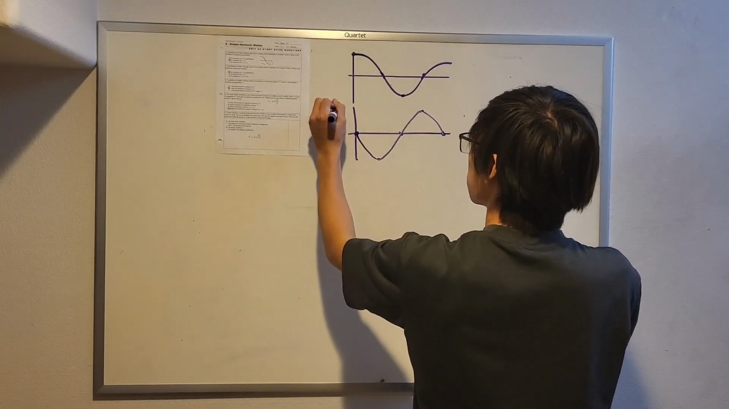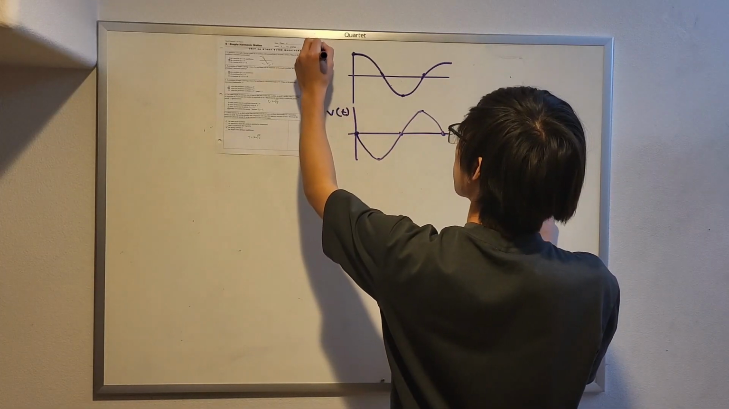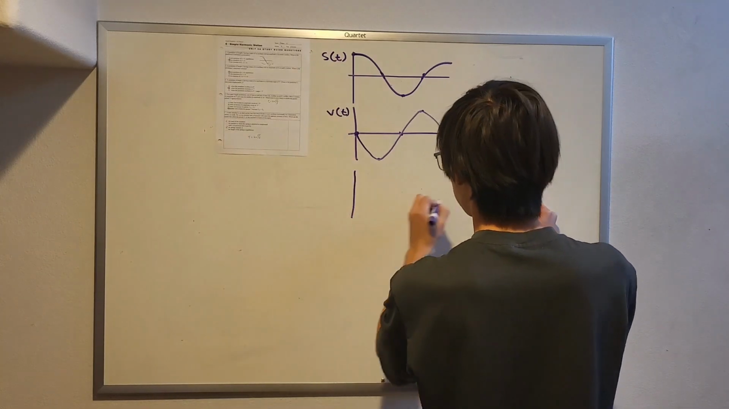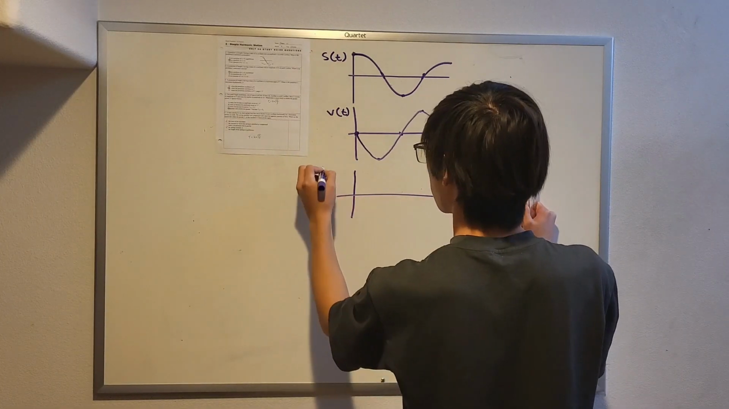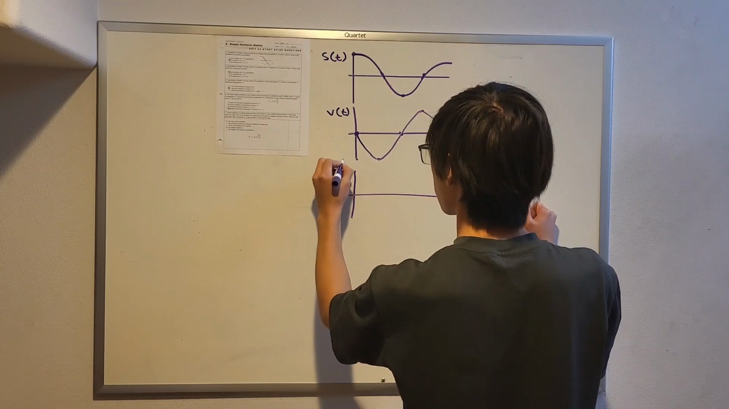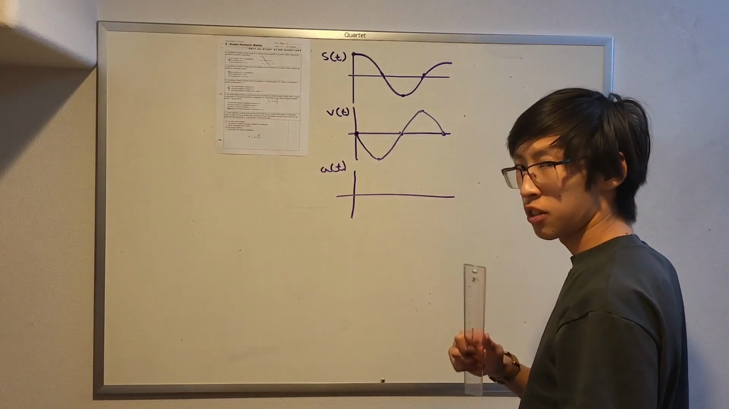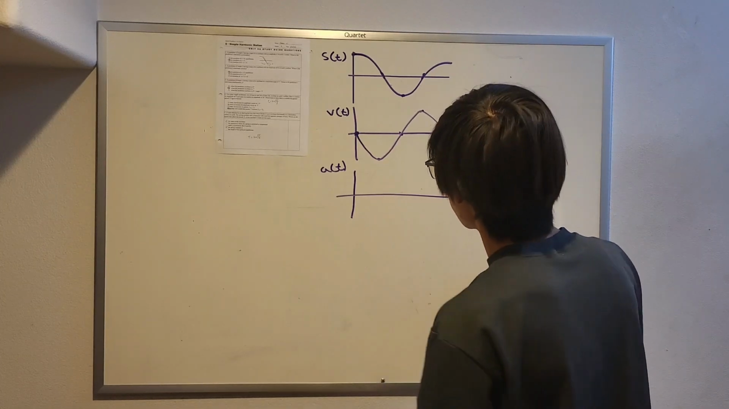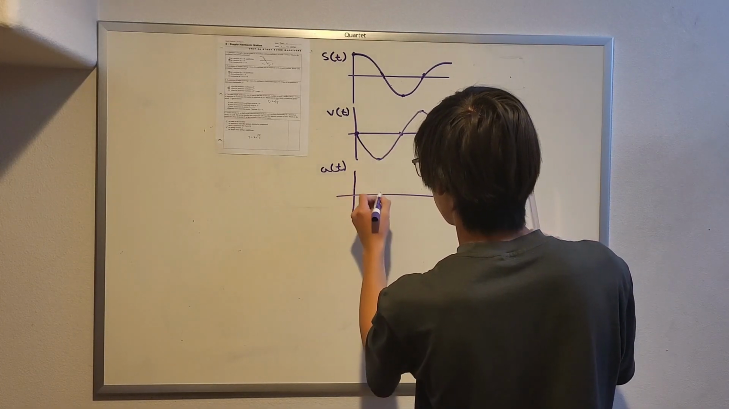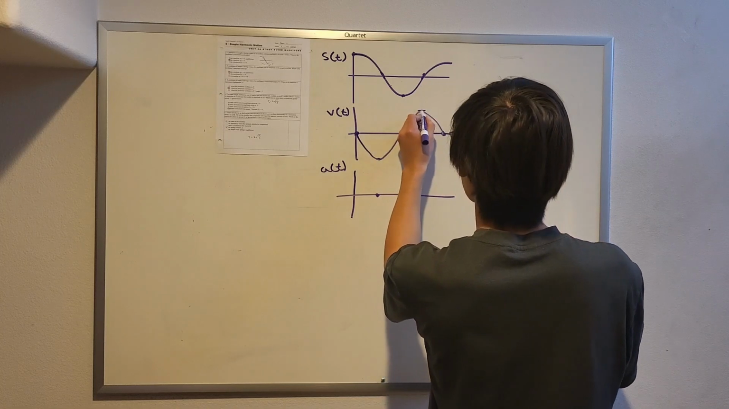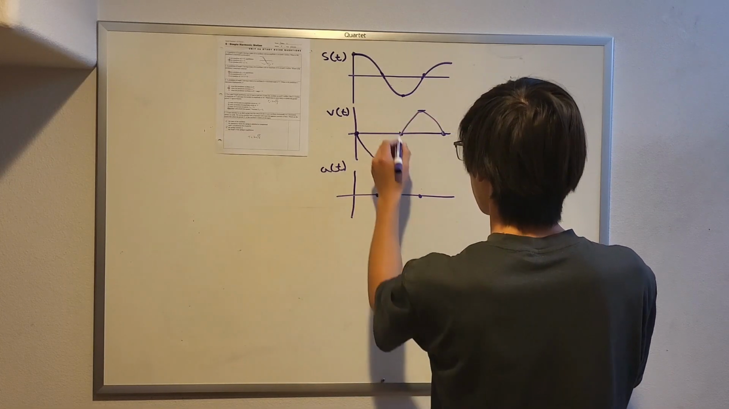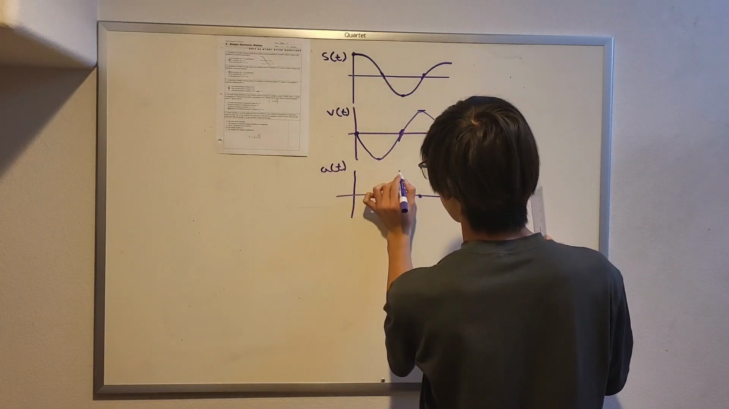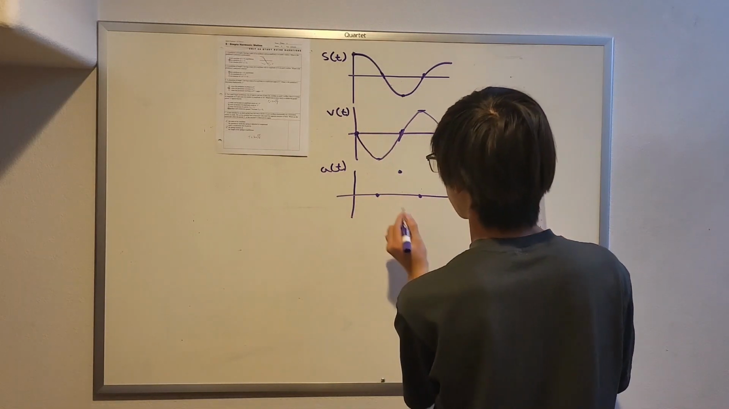So this is v of t. This is going to be s of t. S is used for position. And then for this one, we're going to do a of t, which is acceleration. And what's the rate of change of velocity? Acceleration. So if you use the same principle, where the slope is 0, we're going to have our zeros. And when the slope is highest is right here in the middle. And that's when the maximum acceleration occurs.